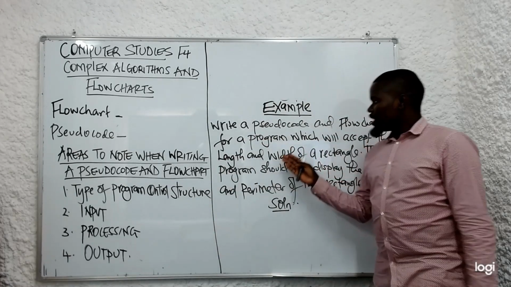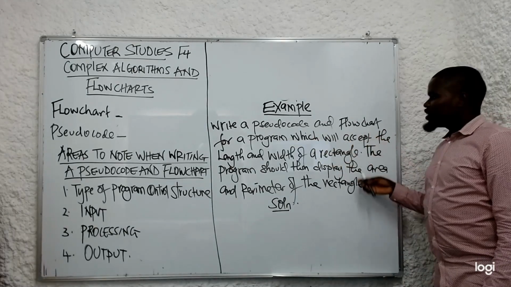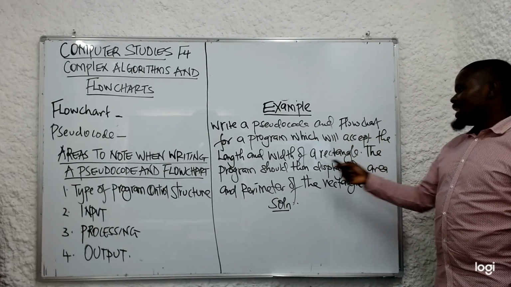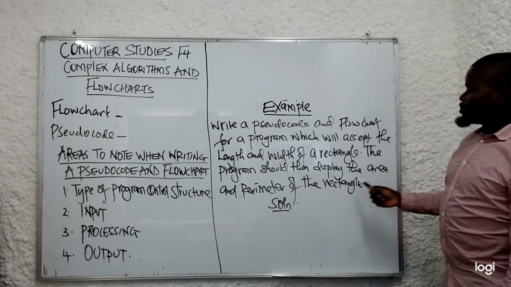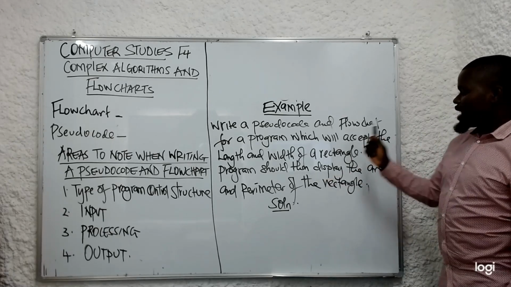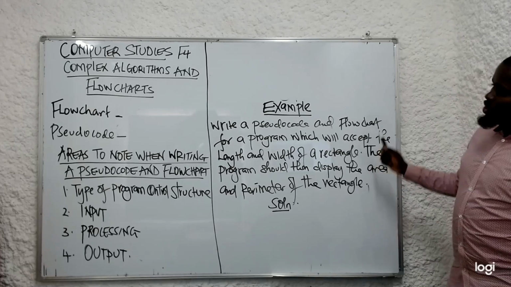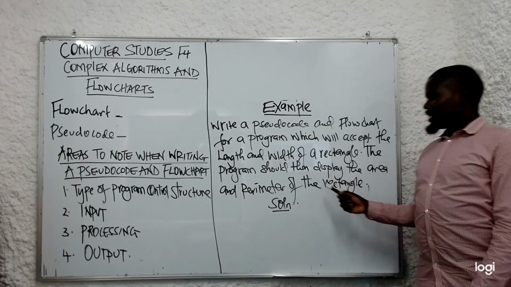I have a question here. Let us write a pseudocode and a flowchart for a program which will accept the length and the width of a rectangle. The program should then display the area and the perimeter of the rectangle. So this one is the assignment that I want to give you.